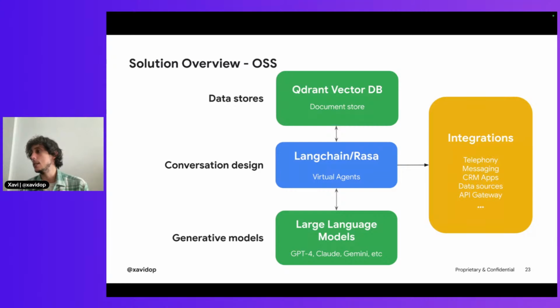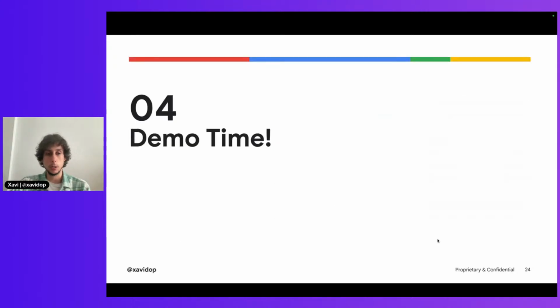And if you want to build this open source, we have this option: as a virtual agent, a state machine manager, it's going to be something like LangChain or Rasa, for instance. As a data store, you can use Qdrant vector database. And then on the generative model, you can use any. And you can deploy that to a Kubernetes server, or to Cloud Run, or to a serverless function or whatever, to any server, and expose that as an API and integrate that with multiple channels.